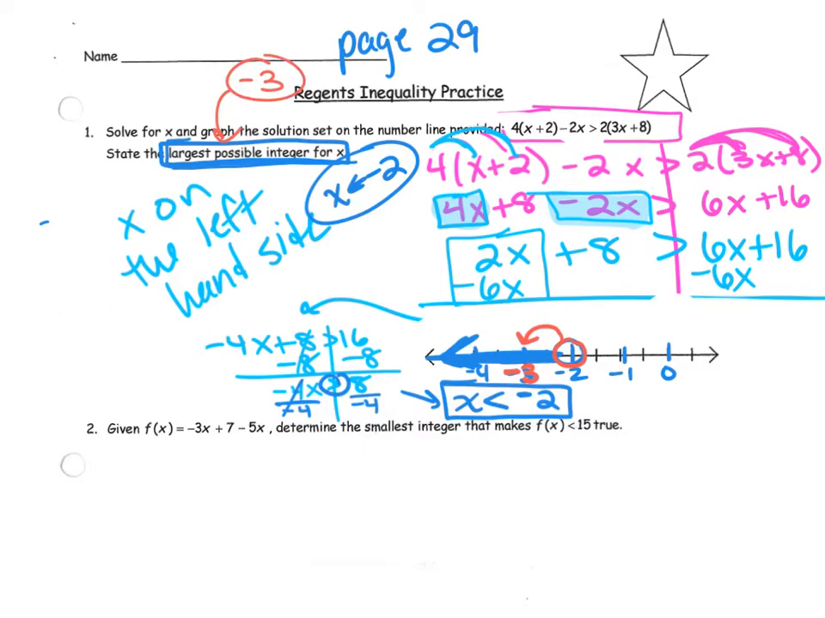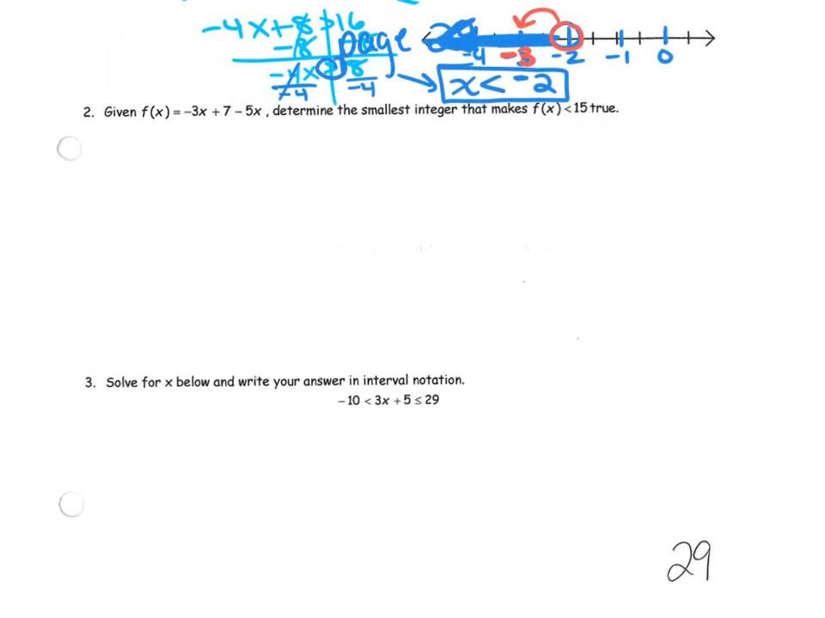All right, let's take a look at question 2. Again, we're given function notation, f of x, and we're saying determine the smallest integer that's going to make f of x less than 15 true. So now we want smaller. If this is f of x, we want to set it less than that. So I have -3x plus 7 minus 5x is less than 15 because f of x is going to be less than 15.